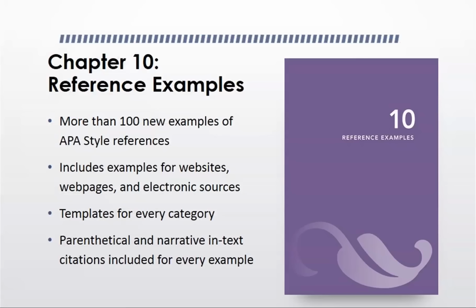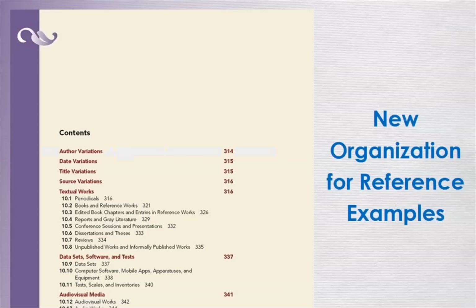That's to help people do more than just try to model the reference examples. They can see the pieces of each reference and hopefully put together the information that they have. And with each example, we also have the parenthetical and narrative citations, again, to make that link between the reference and the citation. Here you have the table of contents for this chapter. You can see how the references are organized by category.